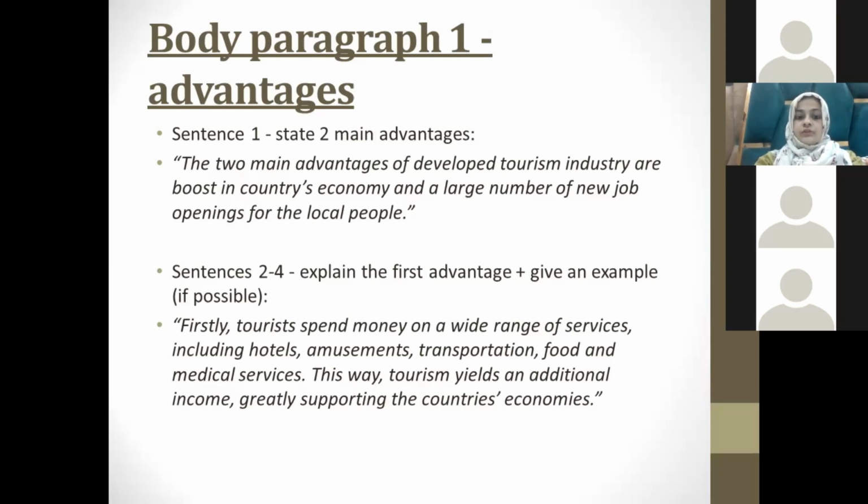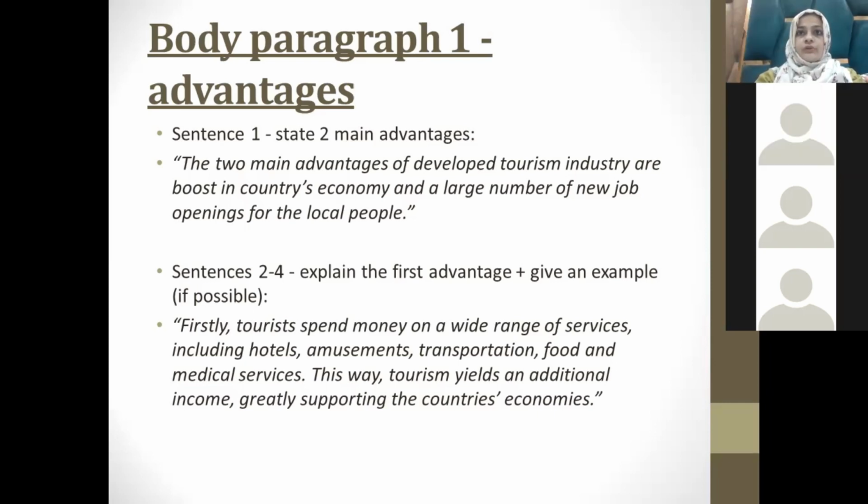In sentences 2 to 4, you need to explain the first advantage, which is boosting of the country's economy. The more revenue, the more finances, the more capital is going to be built up by spending money on a wide range of services, for example hotels, amusements, transportation, food and medical services. More and more tourists are going to come into your country. They are going to take all those services which are available, the facilities and the amenities your country is going to provide. For example, if they become sick, they are going to visit the tertiary care hospitals to take the medical facilities.